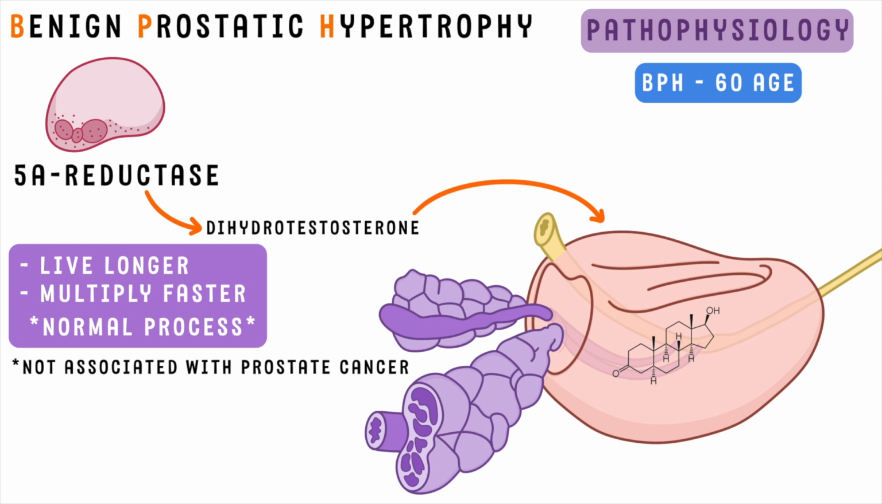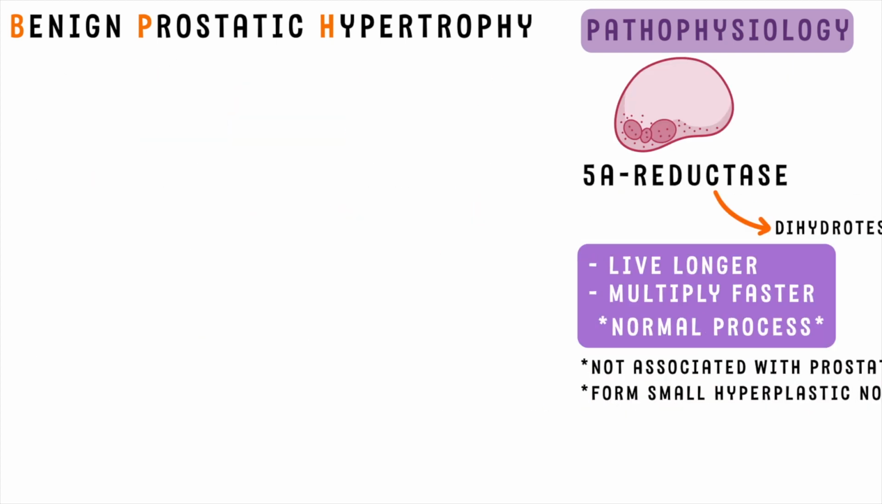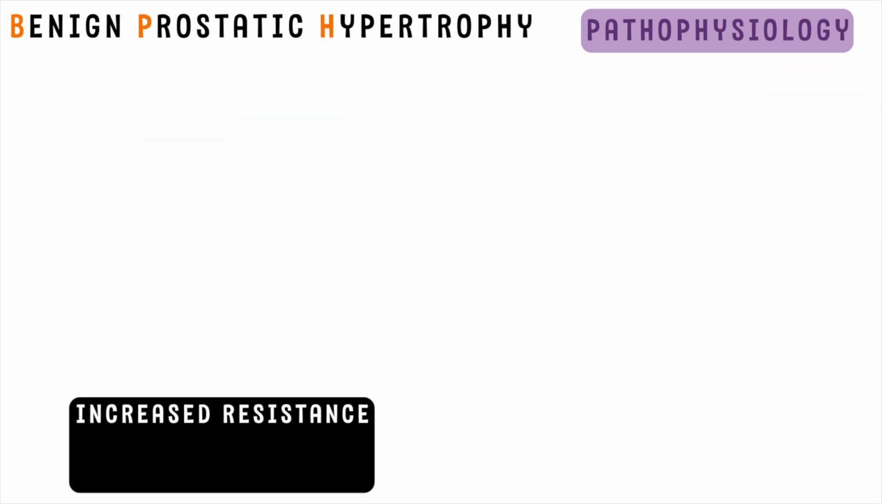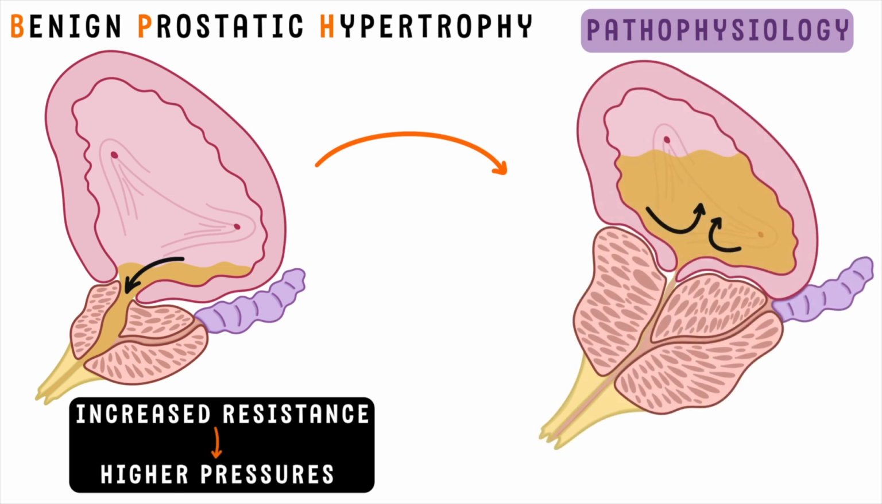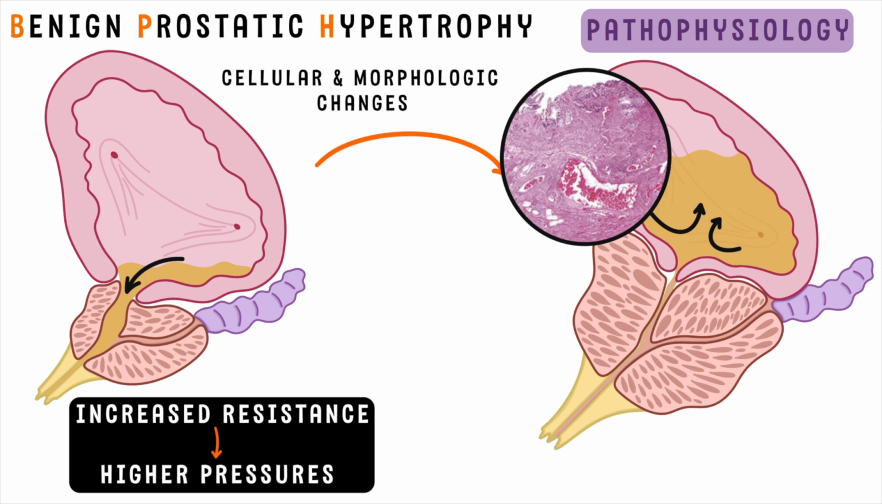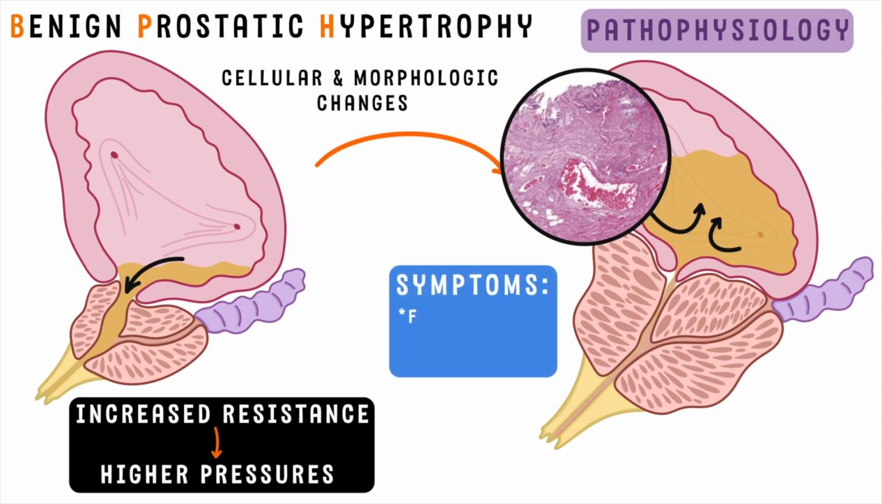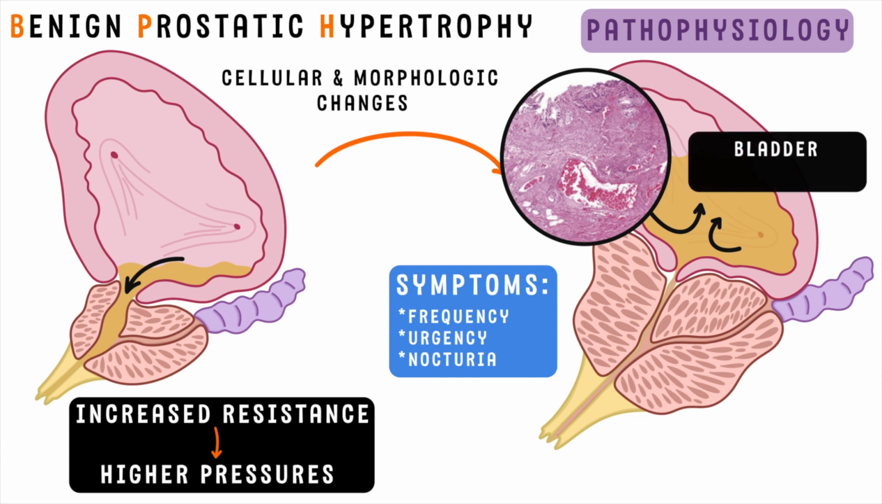Rather, as the prostate gland enlarges, small hyperplastic nodules can form within it. Hyperplastic nodules will typically form in the periurethral region of the prostate. In response to increased resistance, the detrusor muscle generates higher pressure to overcome it. This leads to a variety of cellular and morphologic changes in the bladder, causing common storage symptoms such as frequency, urgency, and nocturia. Eventually, this can result in bladder decompensation, where the bladder is unable to generate sufficient pressure for emptying.